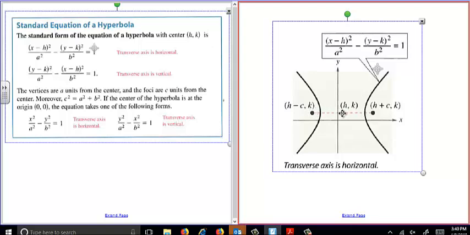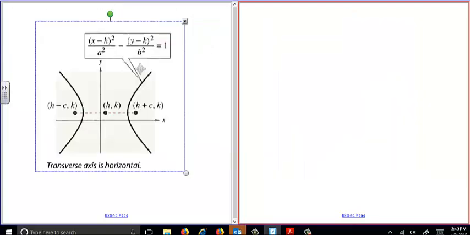Since it's horizontal, you're going to move a units to the left to get one vertex and a units to the right to get the other vertex. Then you can move c units to the left to get one focus, and c units to the right to get the other focus. And like I said, you can move b in this direction to then draw a rectangle. So let's just look at an example.